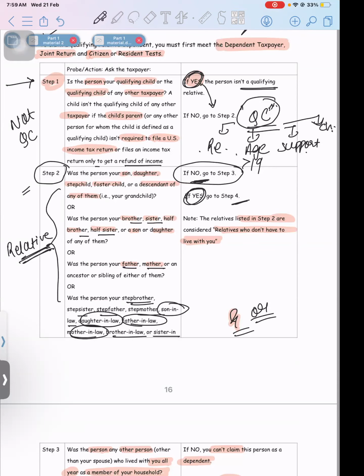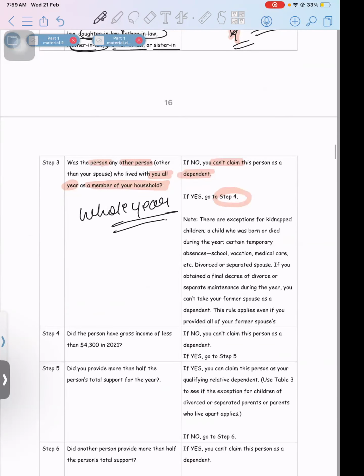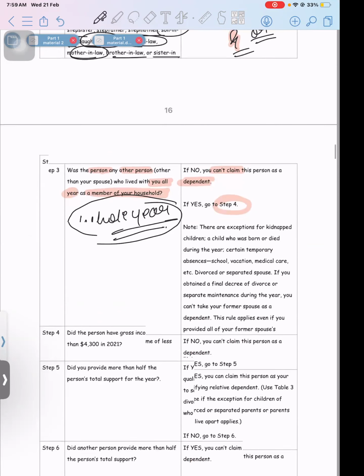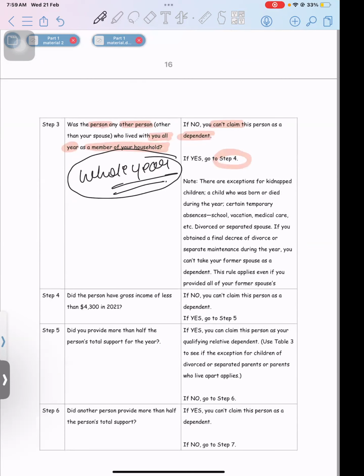Okay, that's why I have just converted it into stepwise. Step 1, check the qualifying child. Step 2, check the relative definition. Step 3, if the relative definition is not fulfilled, what can be done? You have to check whether you are going to have that dependent living with you for the whole year or not. If they live with you for the whole year, we have one more criteria. So these steps all should be fulfilled.